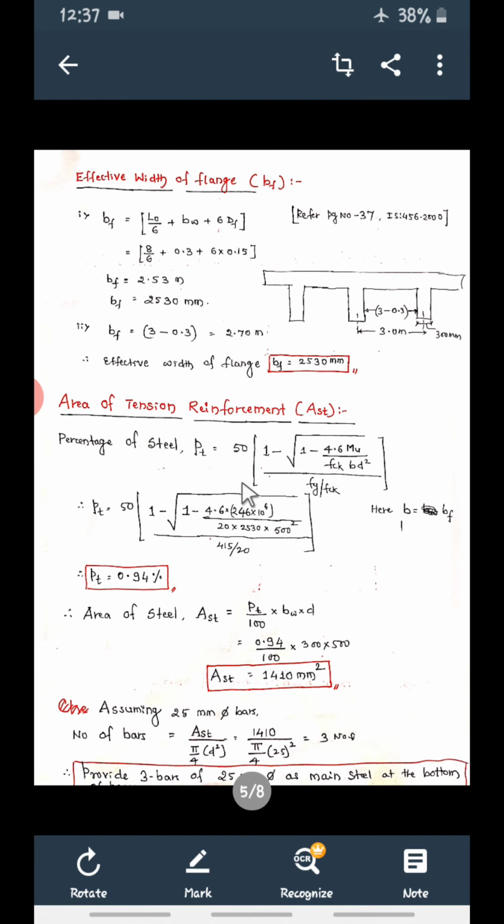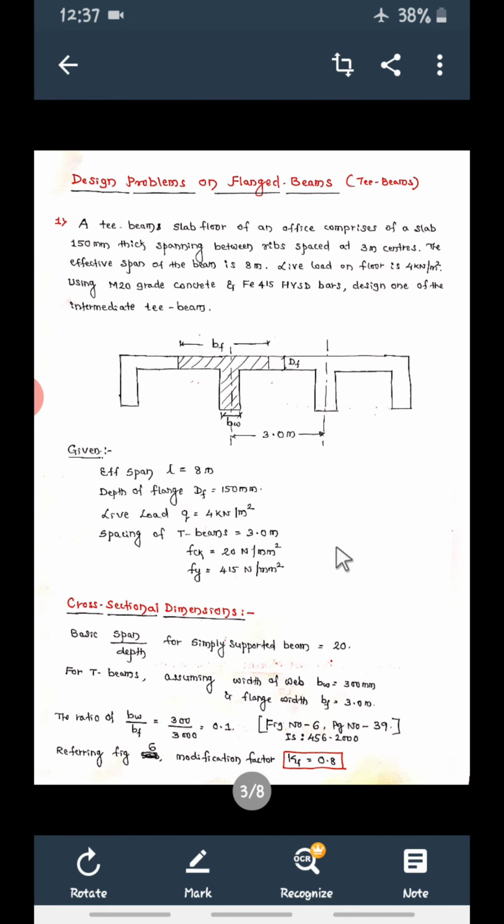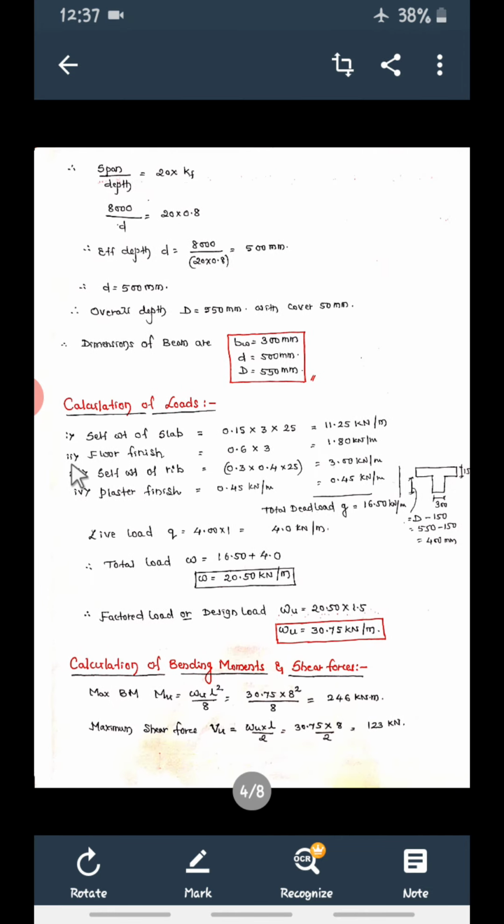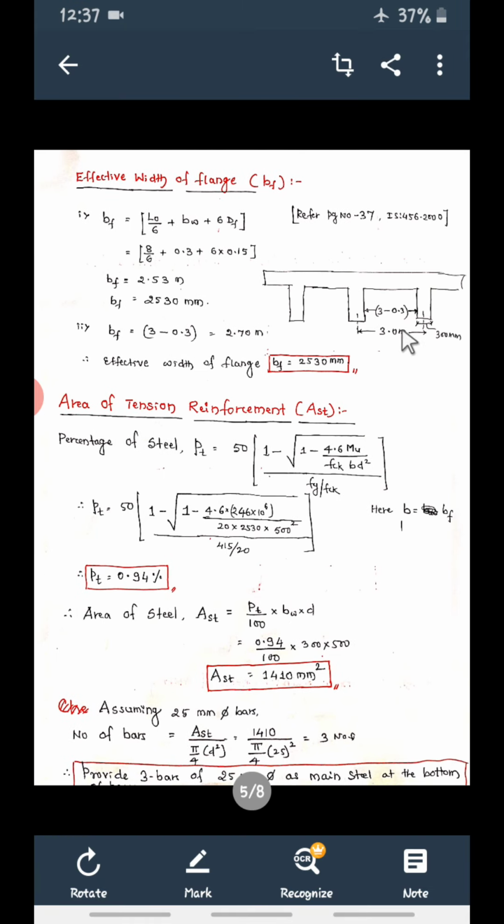Okay, so once the bending moment and shear force are calculated, now we are going to consider the actual effective width of flange. In the beginning we have taken 3 meter, but as per the code we are going to consider what the code says. Again go back to page number 37 of IS 456 2000. So this is the equation.